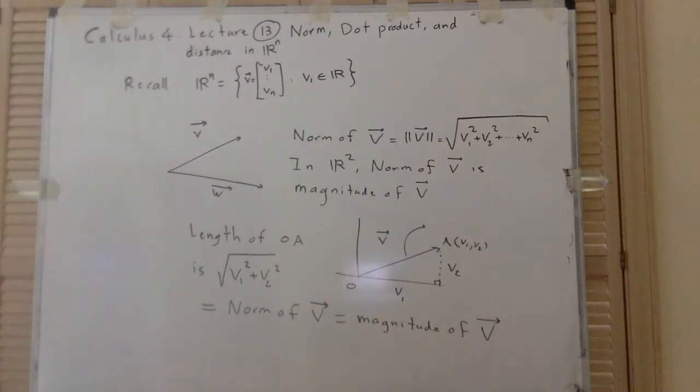Sometimes they also call it magnitude of V in Rn, but norm is more, say, scientific, or mathematical or something.